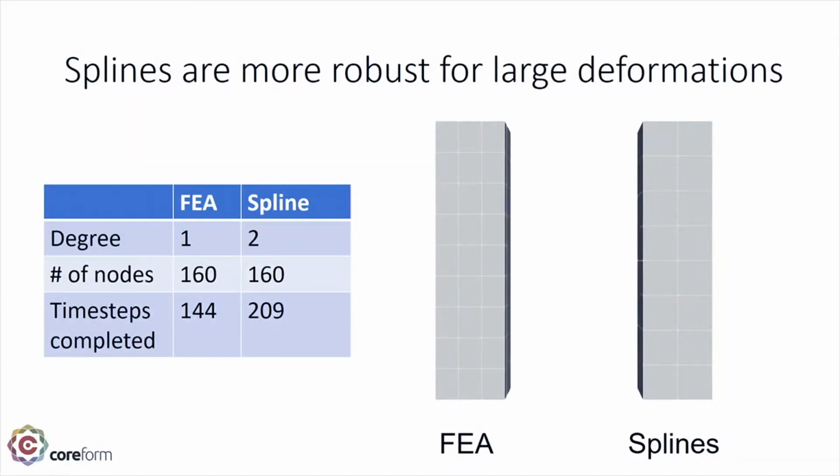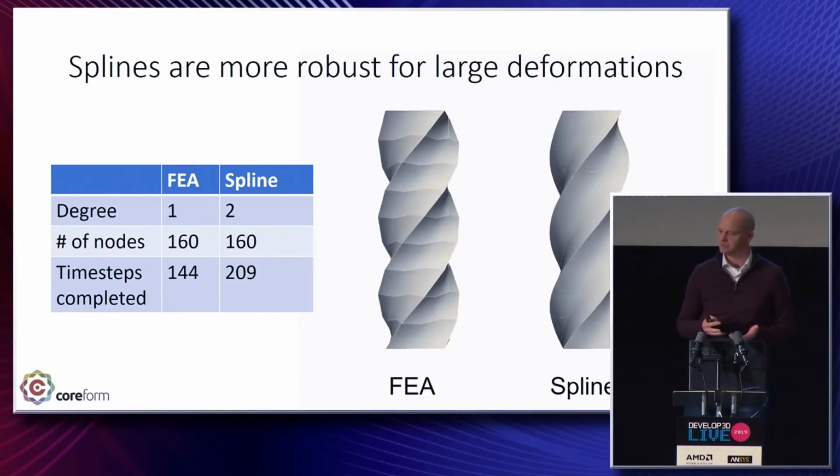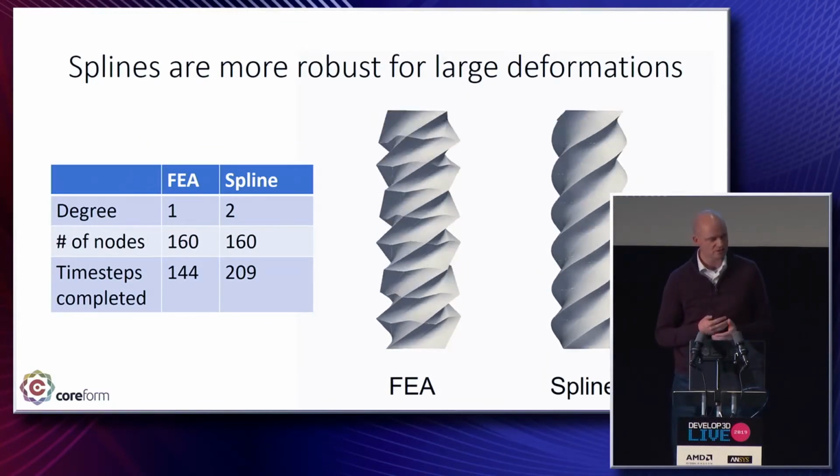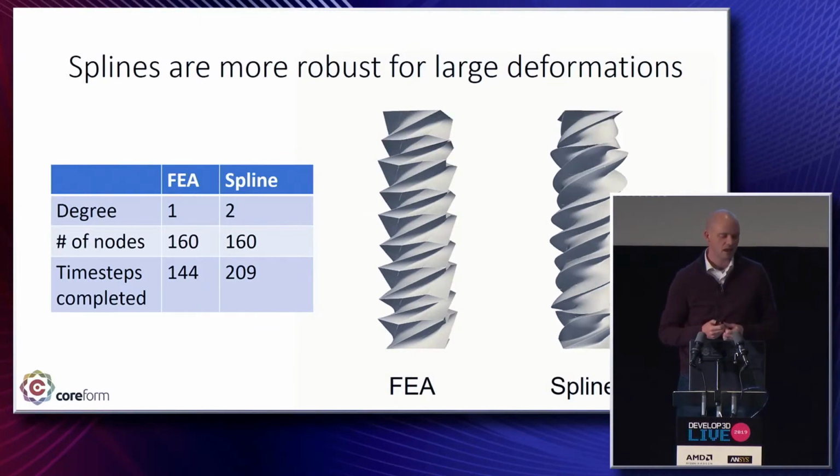Splines are also more robust for large deformations. When you look at a structure such as even this very simple column, you think, okay, I can accurately represent that with FEA because it's just rectangular right now. But once you apply a deformation, the robustness of splines really shines. You can see as we do a torture test twist of this, we fix the bottom and twist the top until it fails. The FEA solution dies sooner, and the spline definition was able to complete many more time steps, 44% longer.